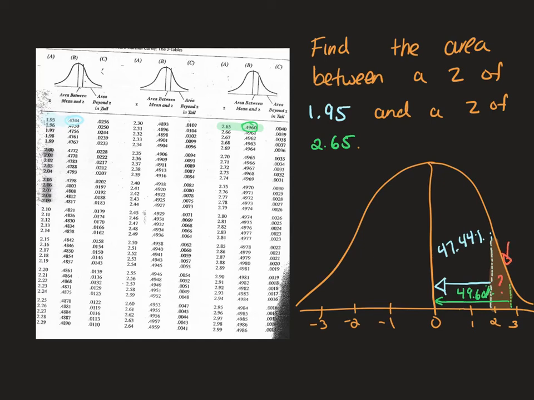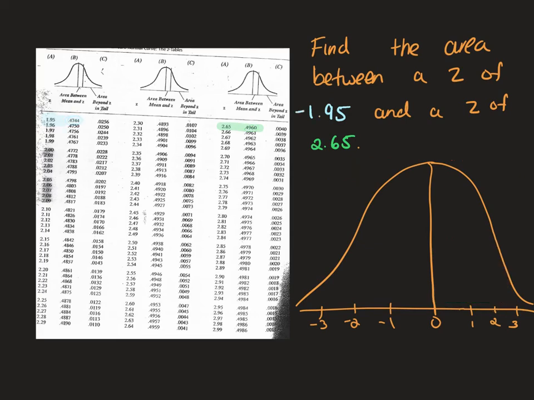What you should notice is that if this whole thing is 49.60, and we know the part we are not interested in is 47.44, then we can delete the 47.44 or subtract it from the total 49.60 to get the missing segment. When I subtract, I get 49.60 minus 47.44 equals 2.16. So that missing mystery percent is 2.16%. That means the area between 1.95 and 2.65 is equal to 2.16%.